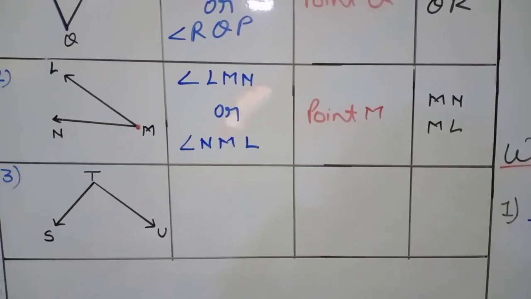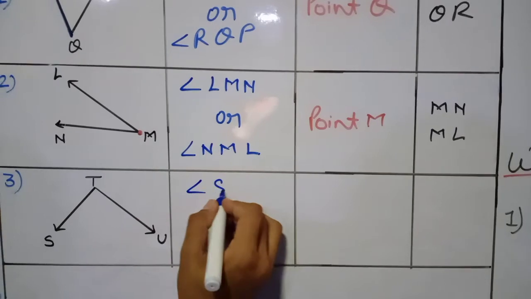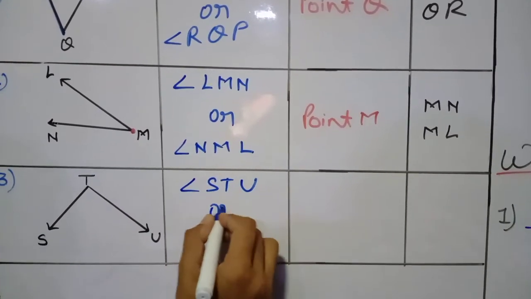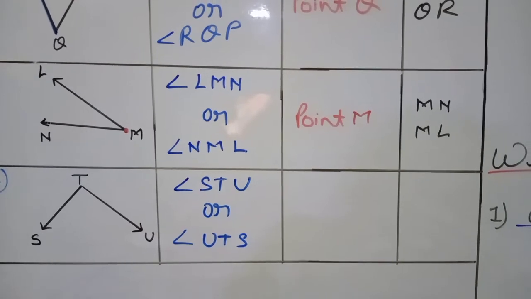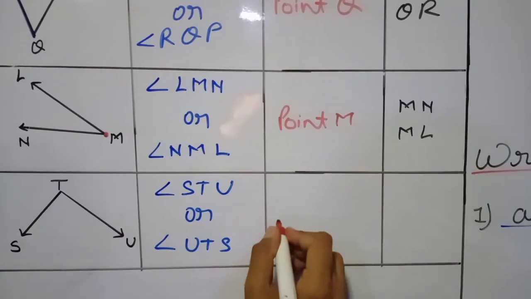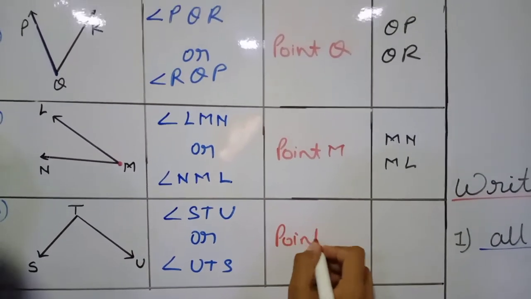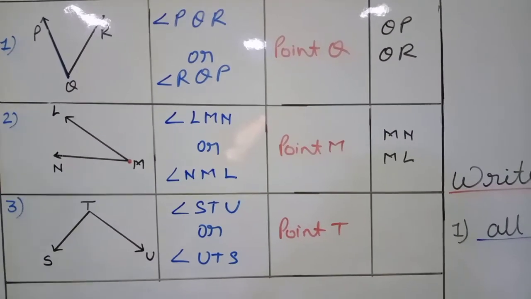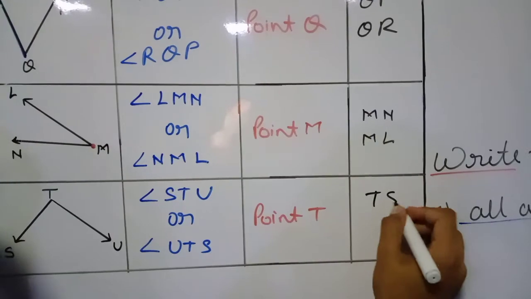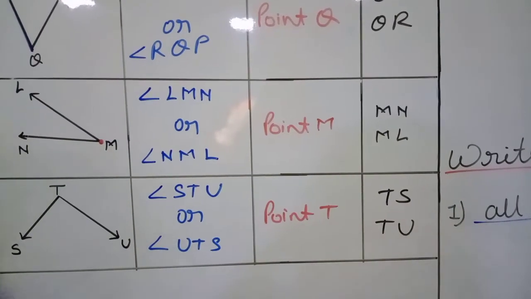And the last we have angle STU or angle UTS. And we have a common endpoint, that is the vertex point T. And the arms of the angle are TS and TU.